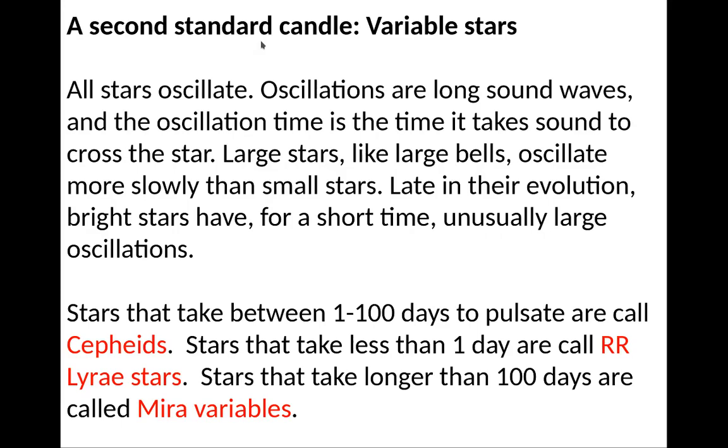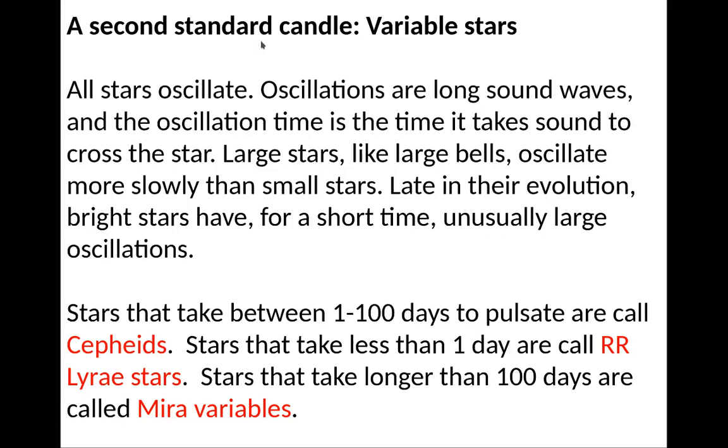But the time it takes the star to oscillate or vibrate depends on the time it takes for sound to cross the star. It's the same as a bell, basically. A bell oscillates at a particular frequency. That frequency is determined by the time it takes sound waves in metal to cross the entire bell. So larger bells oscillate more slowly because it takes more time for the sound waves to cross a larger bell than a smaller bell. So large stars, like large bells, oscillate more slowly than small stars. It's not a universal thing, it just happens that it's true for bells, and it's true for stars as well.